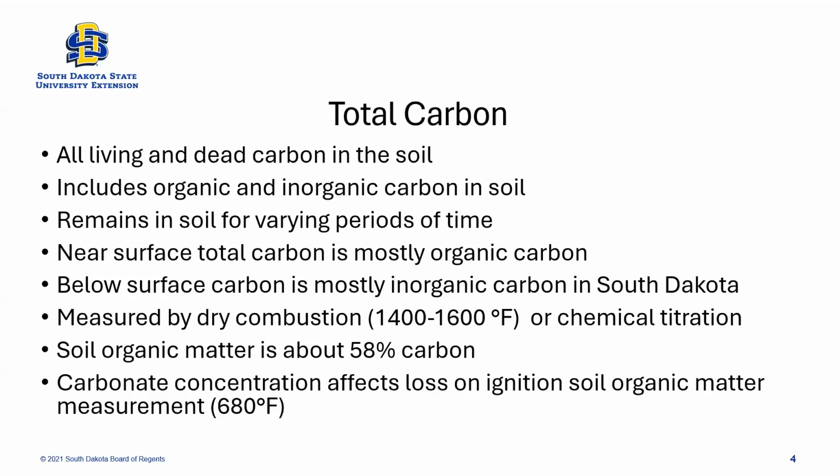When you send your samples in for soil fertility analysis, a lot of labs will give you soil organic matter. Soil organic matter is easier and cheaper to measure than using a total carbon nitrogen analyzer, because you can use a larger sample and you just put the soil in a muffle furnace and measure the difference between oven dry soil and combusted soil. What you lose is soil organic matter, but carbonates also affect the soil organic matter measurement.